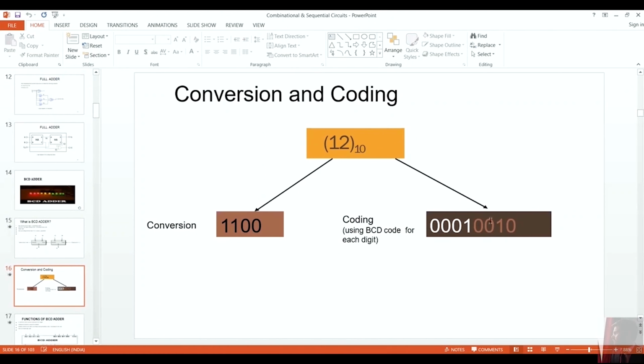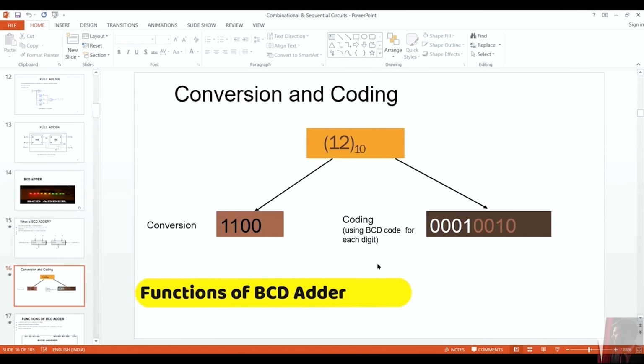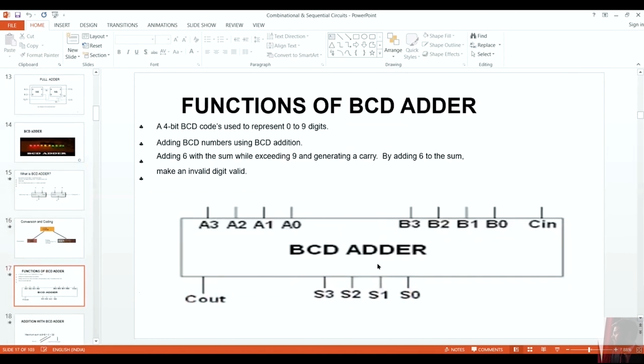You can see conversion and coding. If I'm talking about conversion, you can write 12 in 8421, but in BCD, no, it cannot be, because 1 would be written separately and 2 would be written separately. I hope this is clear. This is your 1, 0001. You can solve it as binary and divide by 2, and this is your 2. So this is the BCD code for 12.